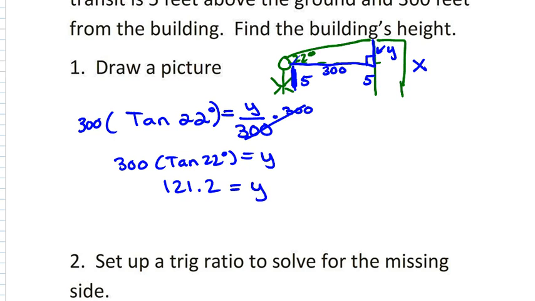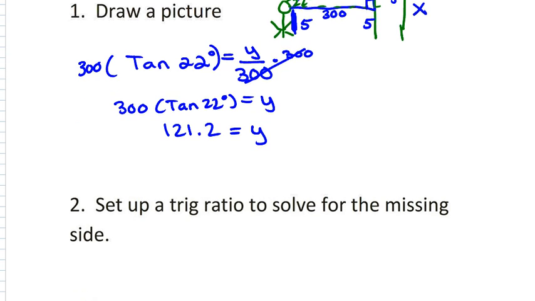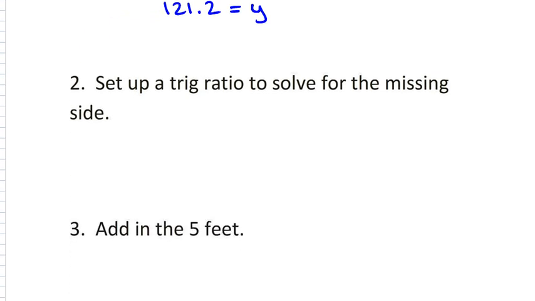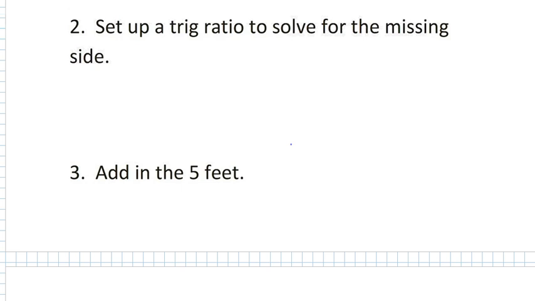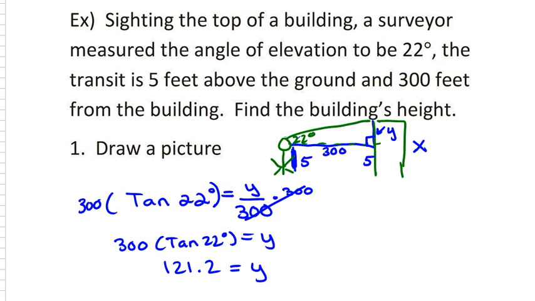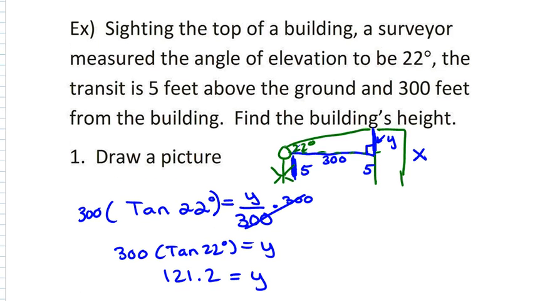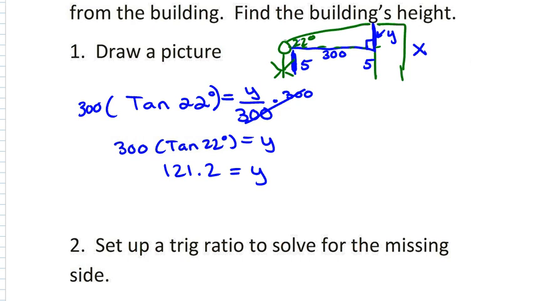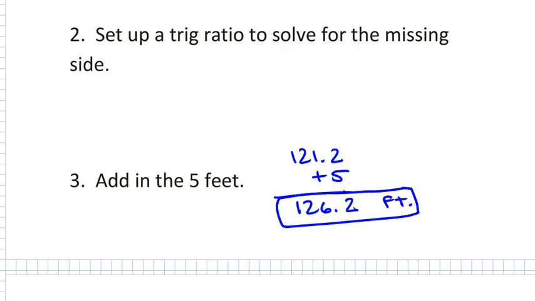Now, I drew the picture and I set up a trig ratio to solve for the missing side. And then I take the 121.2 and I add 5 feet to it, and I get 126.2, and that is the height of the building. Because what I found originally was just from here to here, then I have to add the 5 feet for the little pole that the surveyor looks up at. So my total height of the building is 126.2 feet.